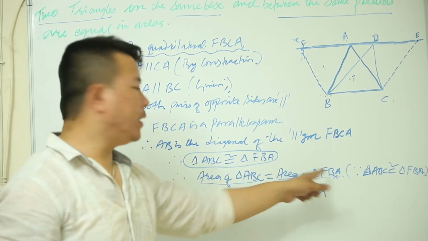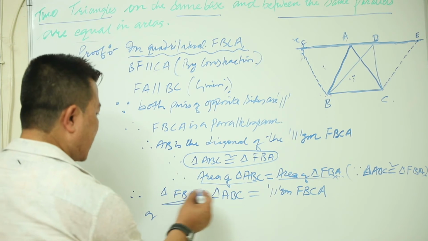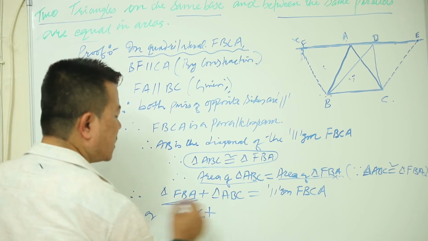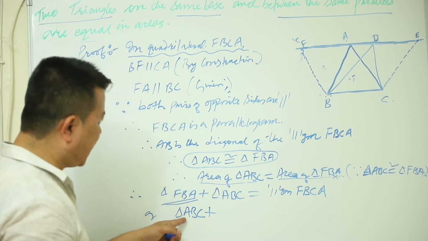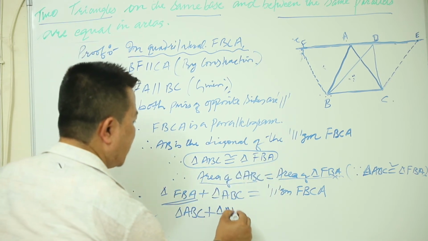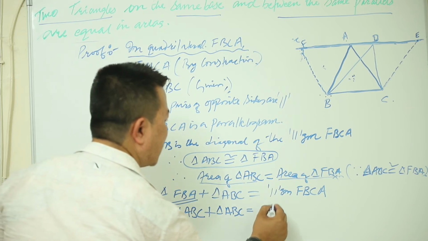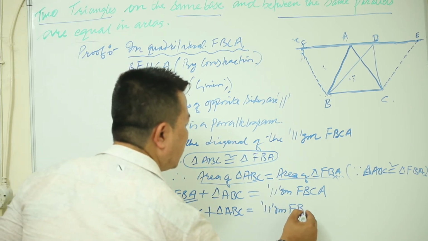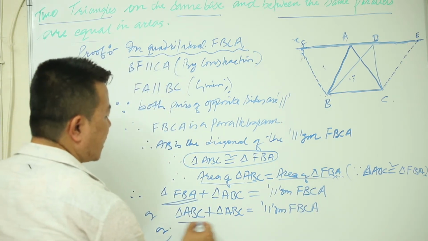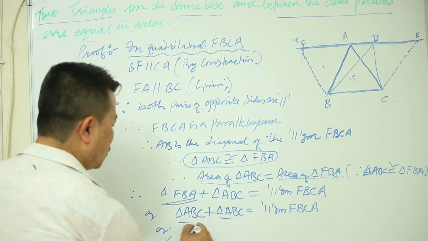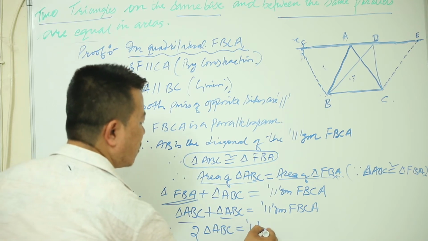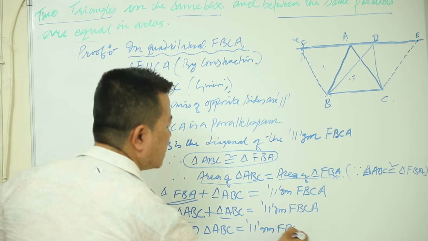So in place of FBA, what can you write? Triangle ABC. So here, in place of triangle FBA, you write triangle ABC plus triangle ABC, because we are replacing FBA by ABC, which we have already proved in this step. So triangle ABC remains the same, is equal to parallelogram FBCA. Now triangle ABC and triangle ABC, when you add them up, become twice triangle ABC equals parallelogram FBCA.